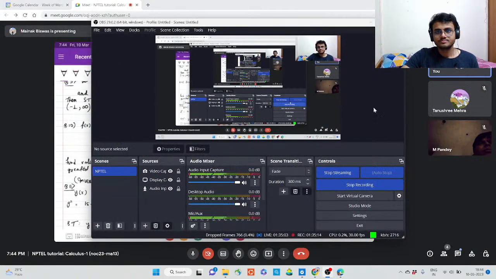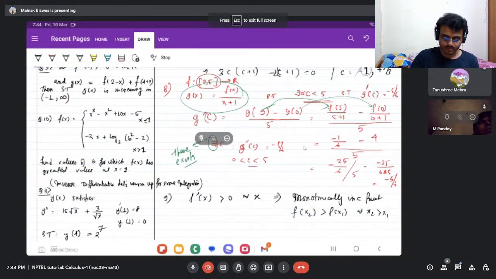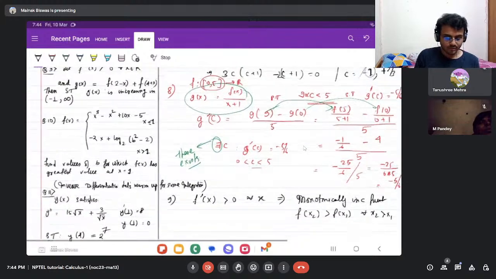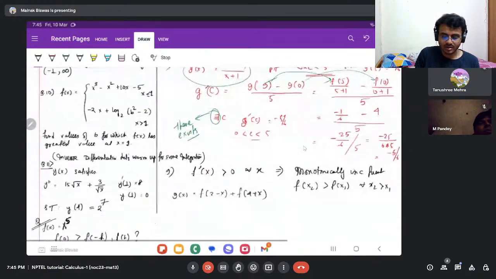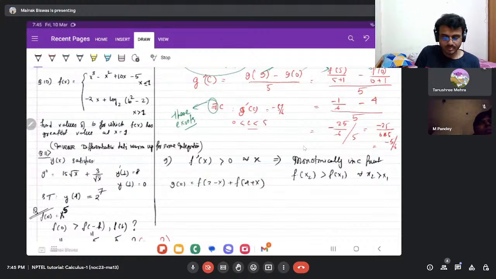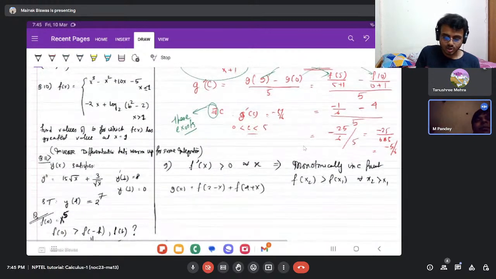So next, what will I do? You have been told g of x is f of 2 minus x plus f of 4 plus x, and you are told to show that g of x is increasing between minus 1 and infinity. How will I do that? Another application of derivatives. Increasing function, how to show? How to show a function is increasing? Differentiate it, and it should be greater than 0.